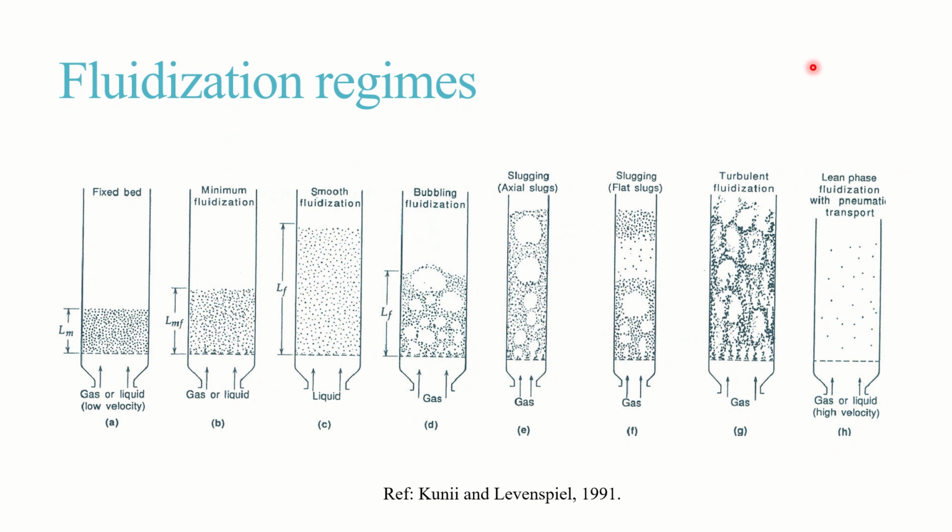For this, we can take the particles out separately, and we can recycle them back at the bottom. So depending on the purpose and the application, the particles can be trapped and removed from the top, and put back at the bottom for the lean phase fluidization or the pneumatic transport. So these are the fluidization regimes that we are covering with increase in the fluid velocity from the very low velocity to the very high velocity.